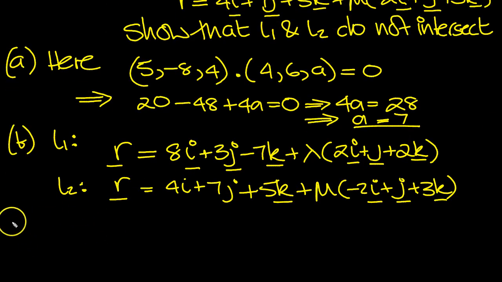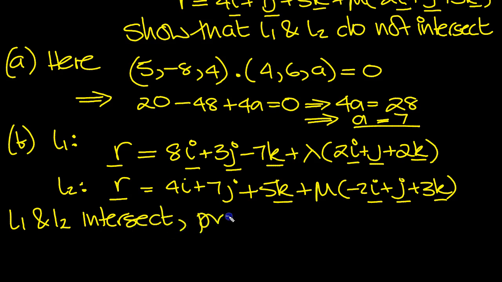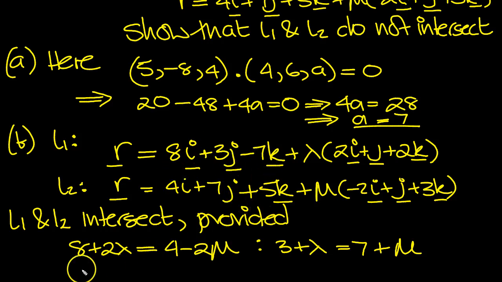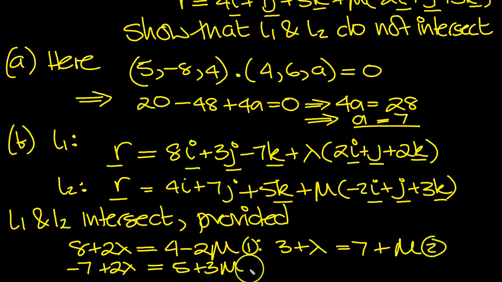So for these two lines to intersect, L1 and L2 intersect provided their x, y and z components all equal one another at one particular point. So the 8 plus 2 lambda must equal the 4 minus 2 mu. Then the next point would be 3 plus lambda must equal the 7 plus mu. And then the third one, the z value, minus 7 plus 2 lambda must equal the 5 plus 3 mu. Label this 1, label this 2, and label this equation 3.